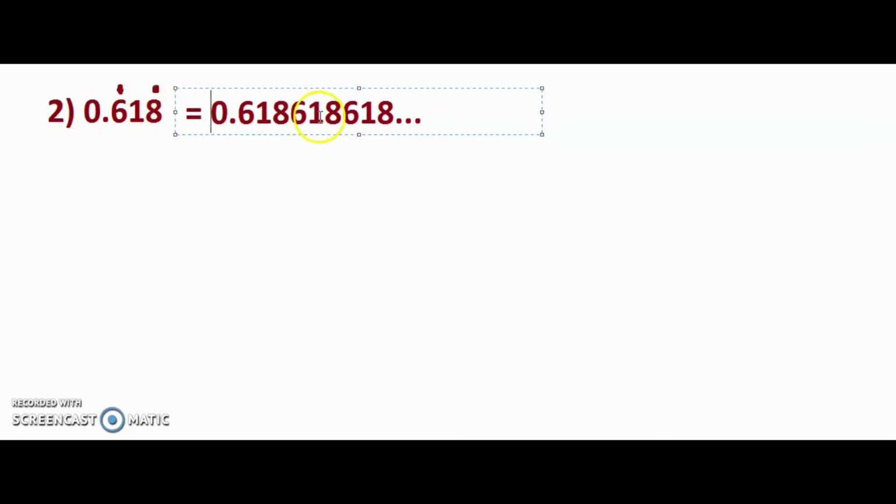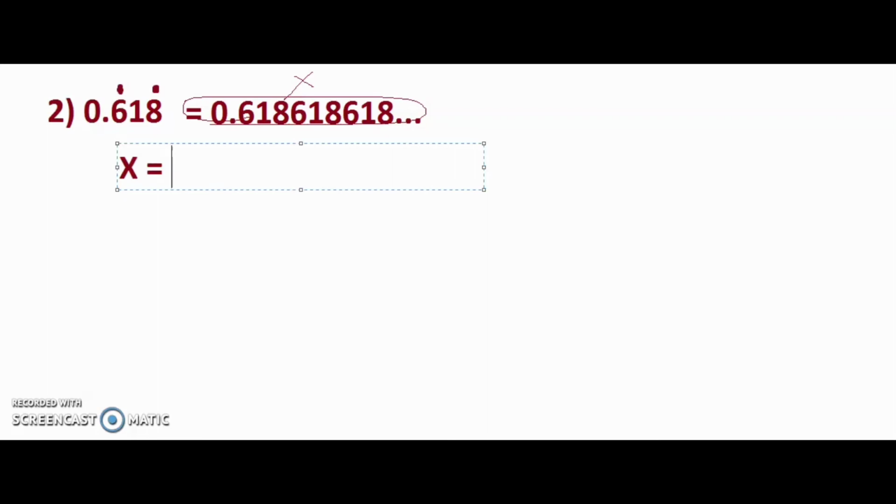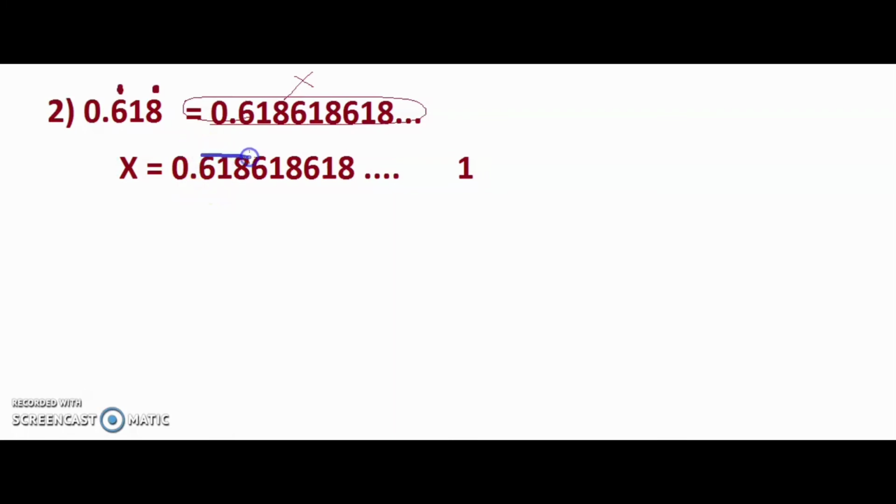Now do you remember what we have to do? Yes, so step 1 is assumption. Assume that 0.618, 618, 618, etc. as x. So we get x is equal to 0.618, 618, 618, etc. And let us consider this one as equation number 1. Okay, this equation 1, equation 2, they are just for our convenience.